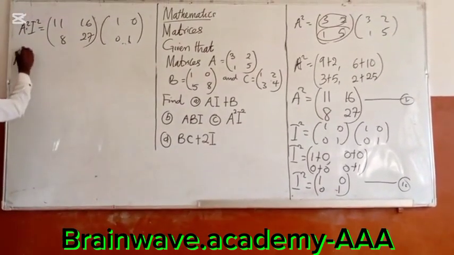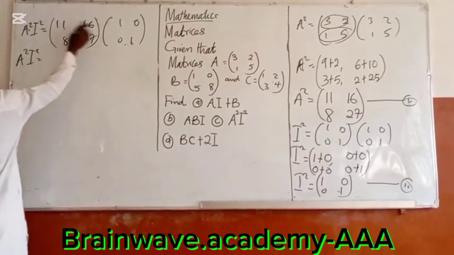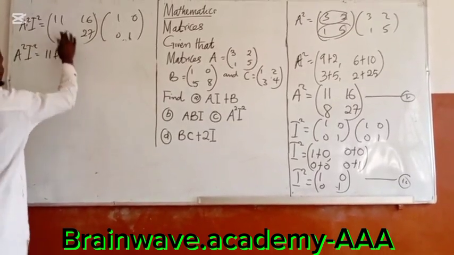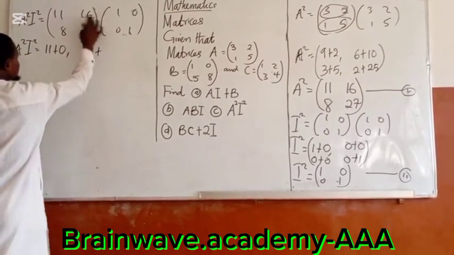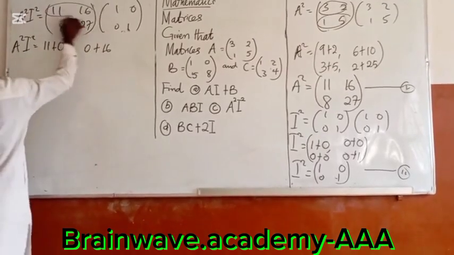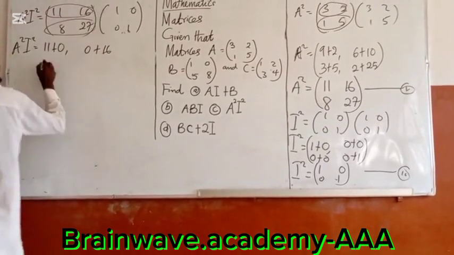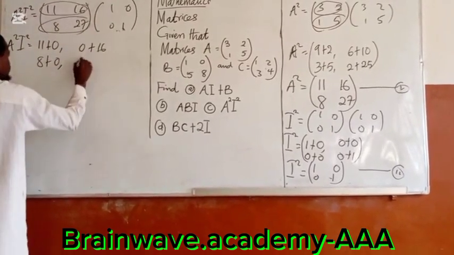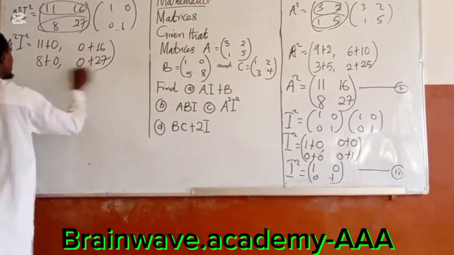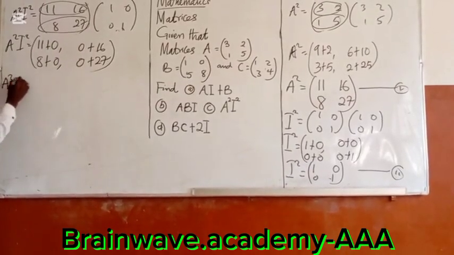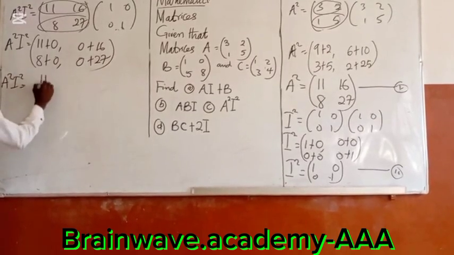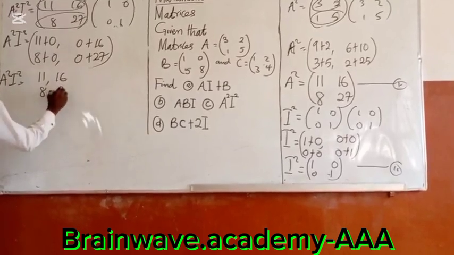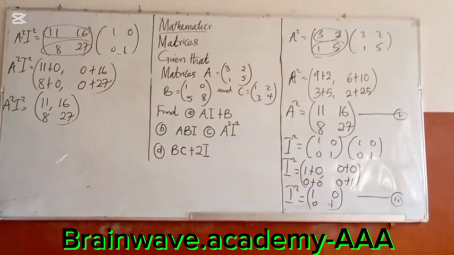So we have A squared, I squared is equal to 11 times 1 is 11 plus 16 times 0 is 0, 11 times 0 is 0 plus 16 times 1 is 16. I'm done with the first row. Then the second row, 8 times 1 is 8 plus 27 times 0 is 0. Then 8 times 0 is 0 plus 27 times 1 is 27. So A squared, I squared is equal to 11, 16, 8, 27 as the final answer for the third one.